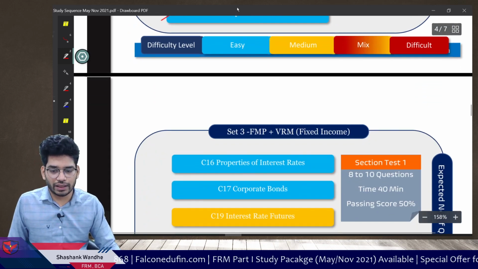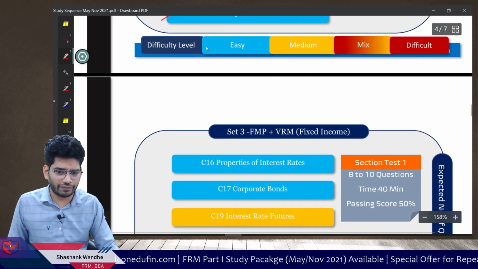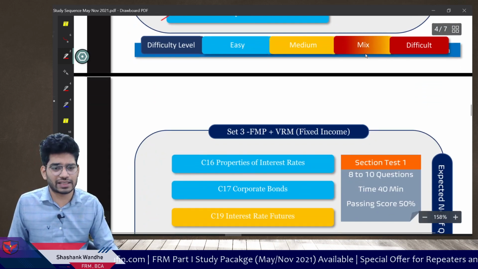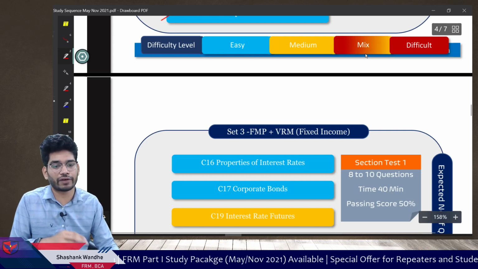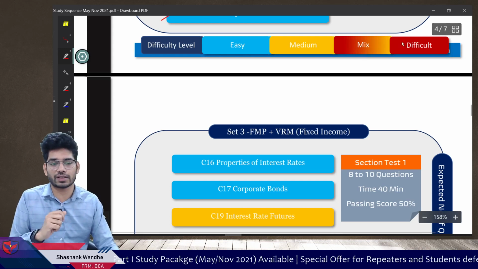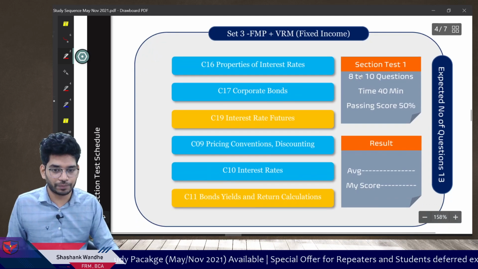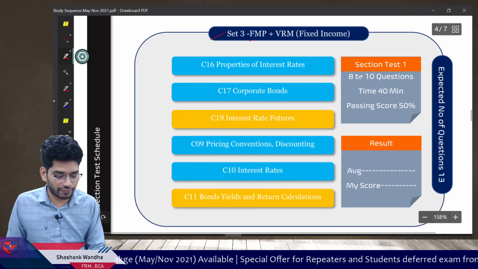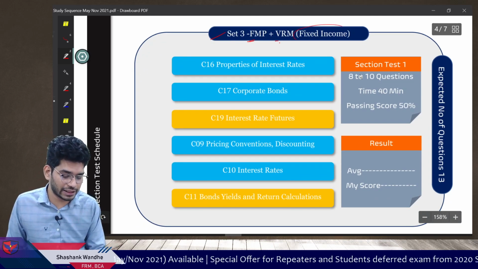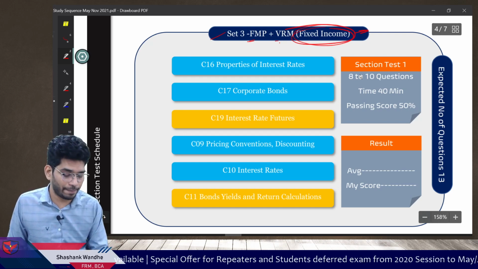Next set, and you have indications here: difficulty level easy, medium, mixed. I will show you where the mixed difficulty level is, and there is a separate meaning to the mixed difficulty level and the difficult section. Then you have set 3. Set 3 is for the FMP and the VRM, and this set is for the fixed income section. Now this is fixed income basics.